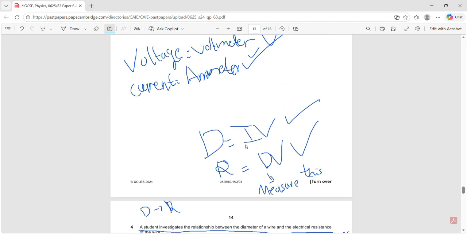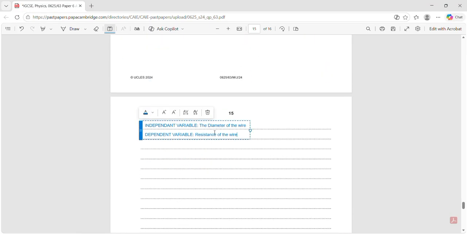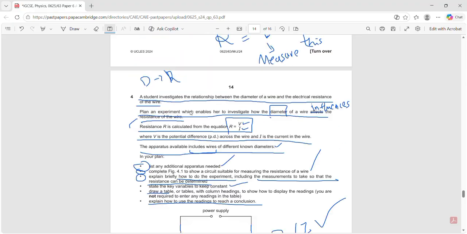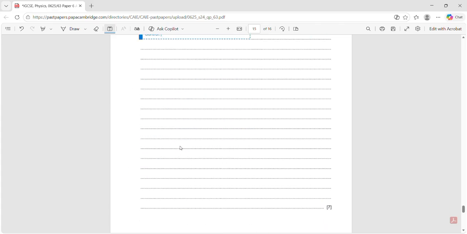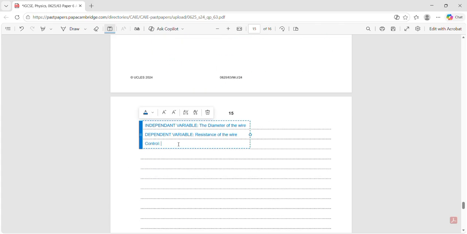So that's done. Now I want you to think what could be the control variables. What is something that you need to control over here? In anything that asks you about the diameter of a wire, think about the opposite: what affects the resistance of a wire? You may have learned from paper 4 that it could be diameter, length, maybe the material of the wire, maybe the cross-sectional area of the wire, stuff like those.